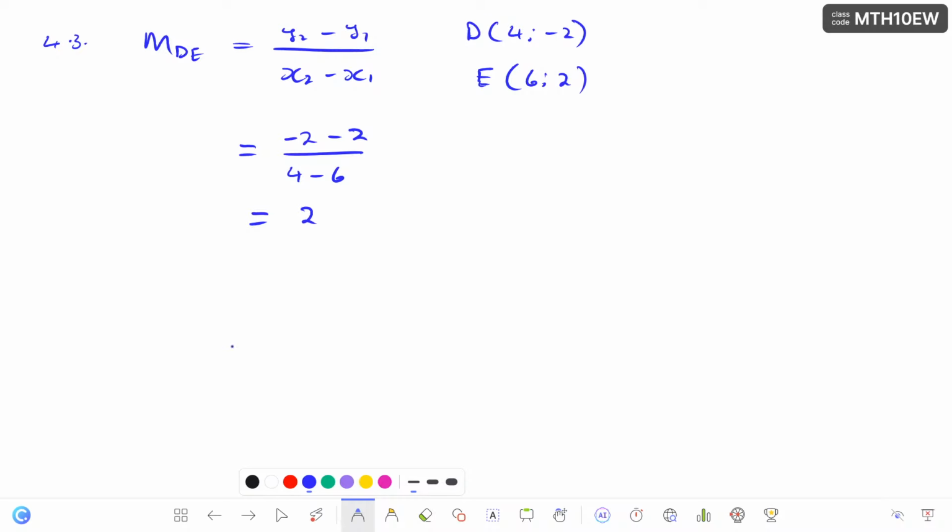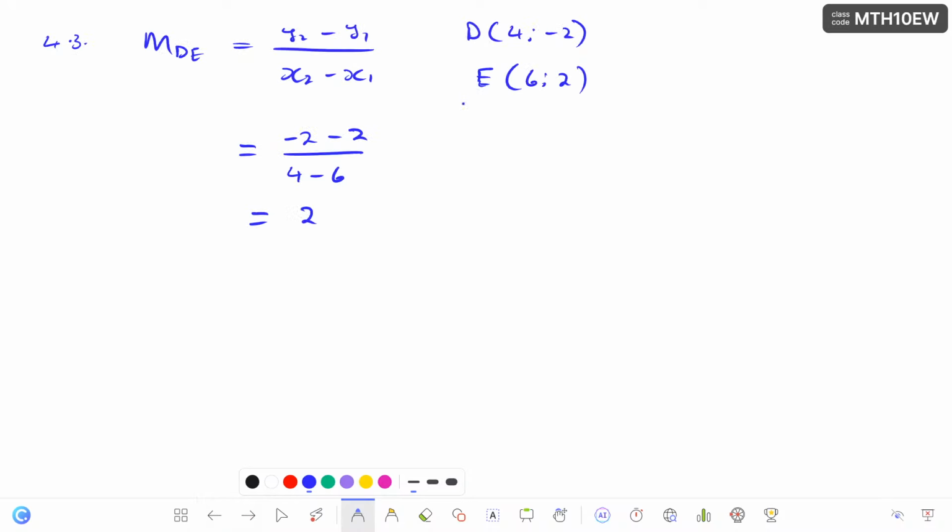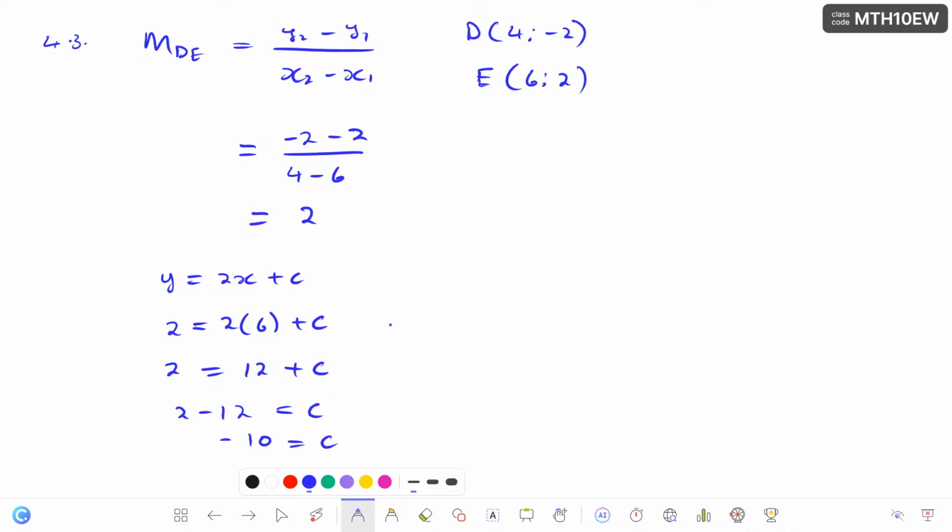So okay, now we can use any point between D and E to find the equation. So we can say y is equal to 2x plus c. So let's take E. So it's 2 is equal to 2 times 6 plus c. This one is going to be 12. Then taking 12 to the other side is going to be negative 10. So now you can conclude and say, therefore, our equation is y equals 2x minus 10.